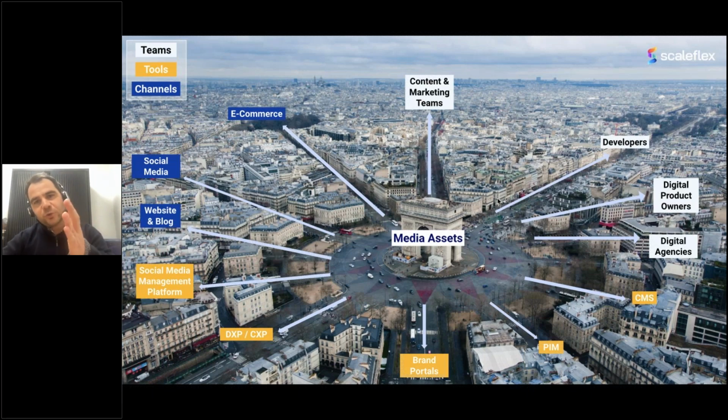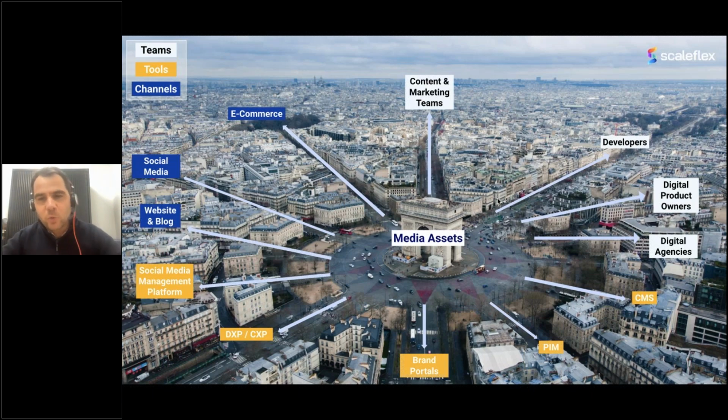So if we start at the top here and go clockwise, we have our teams. We have content and marketing teams, we have developers, we have digital product owners, we have digital agencies, externally, internally. All these teams require media assets in order to create experiences, create landing pages, create web stores, and so on. So different teams, which are usually, especially in larger organizations, siloed.